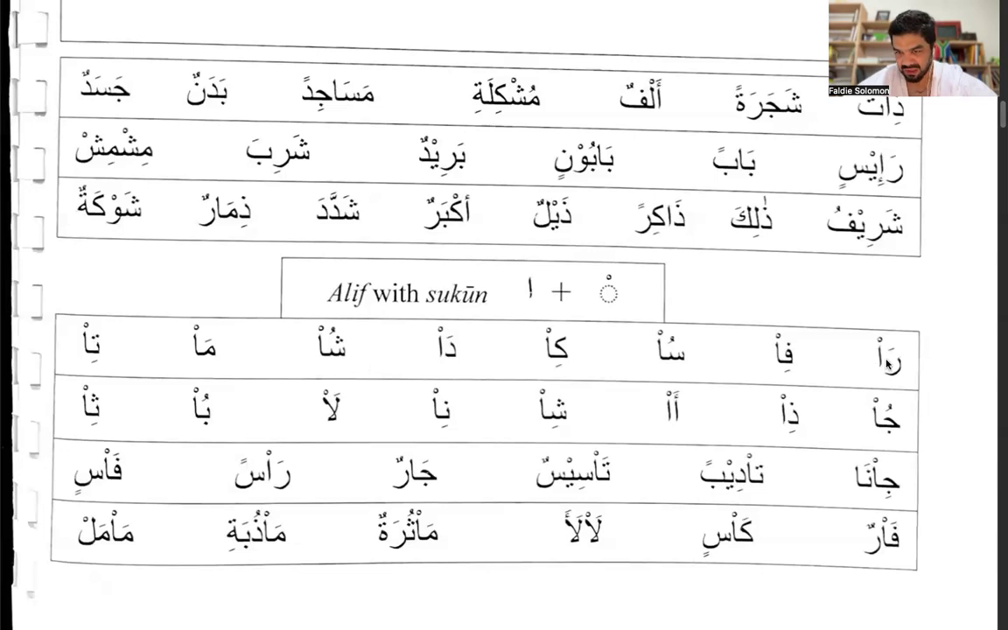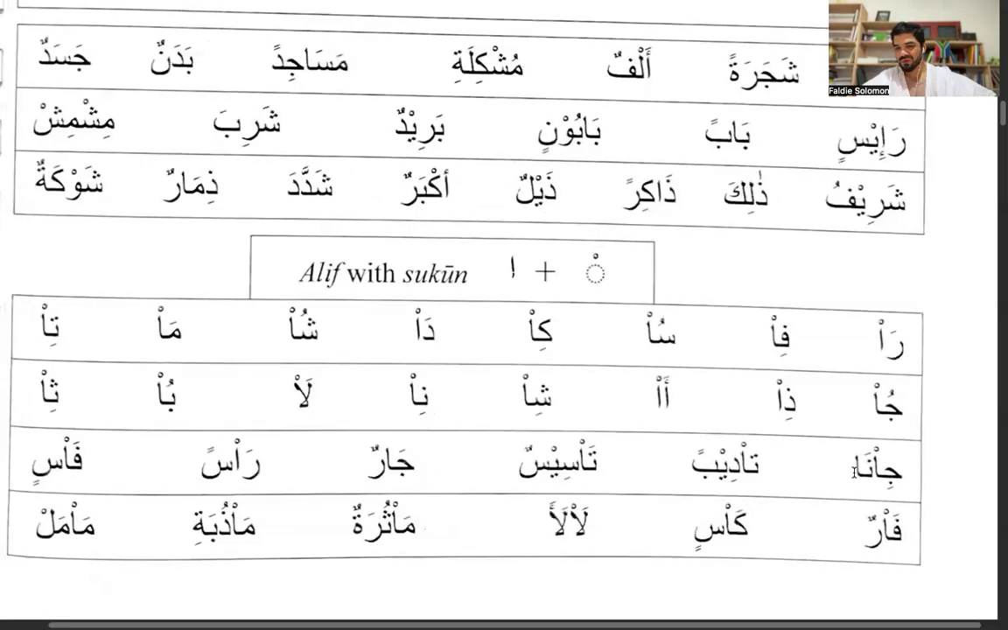So this is ra, not iqra, but just ra, fi, su, ki, da, shu, ma, ti, ju, vi, a, shi, ni, la, bu, fi. All right. So here we have fi, na. Here the alif isn't carrying anything. There's no sukun on this alif.